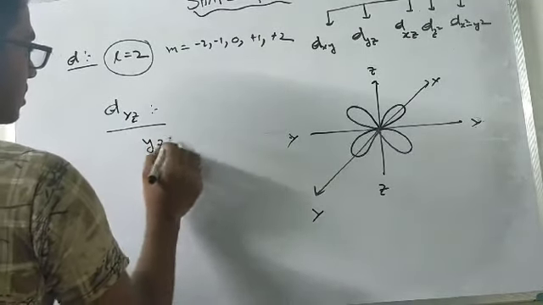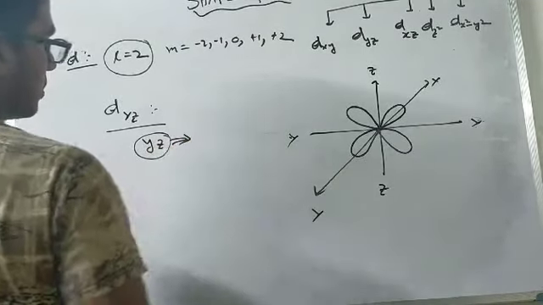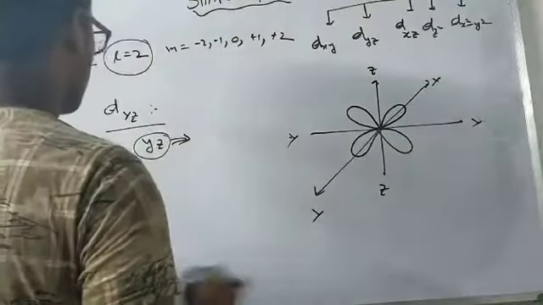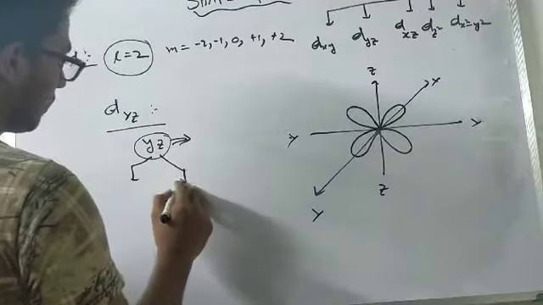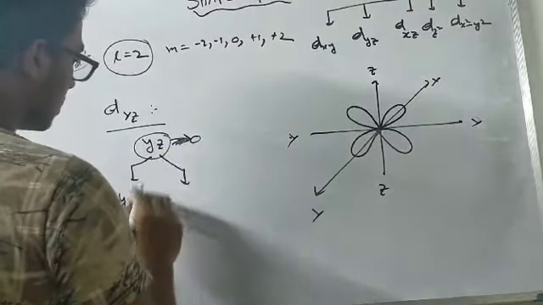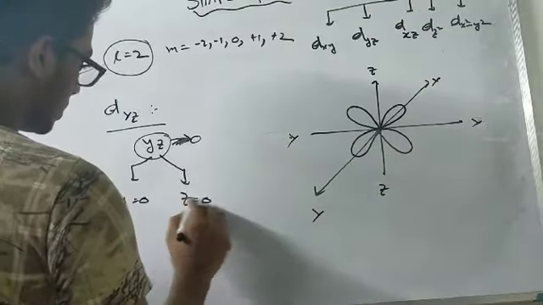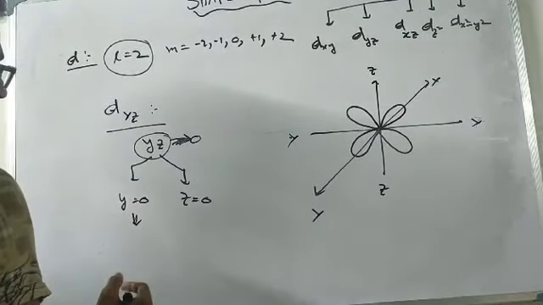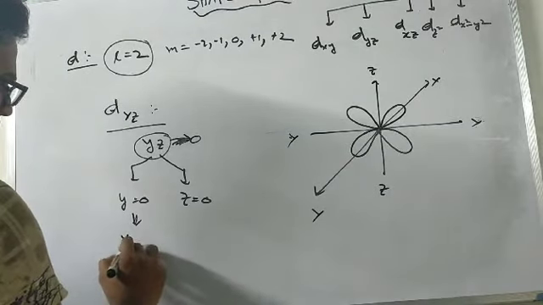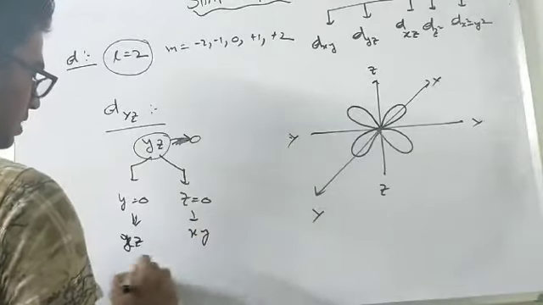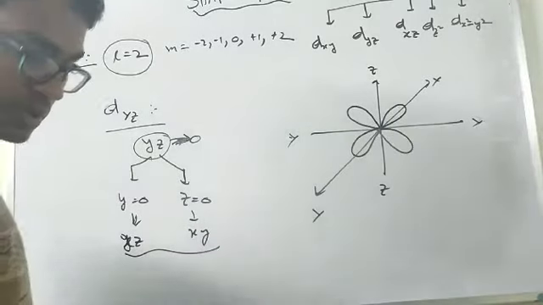So yz means the orbital is present on the yz plane. And the node, how will you find the node? You will find the node y equals 0 and x equals 0, and xy equals 0 can happen in two ways. This represents y equals 0, so that means this is the xz plane, and x equals 0 is the yz plane. So these are the nodal planes.